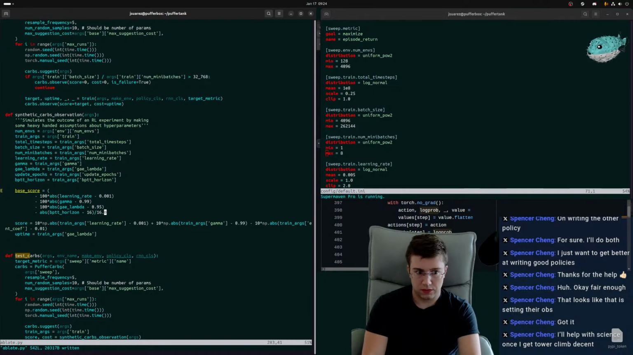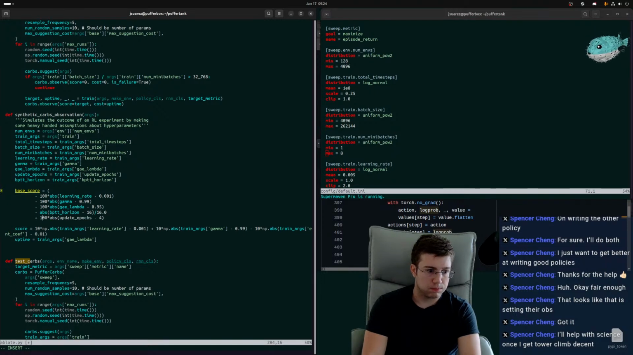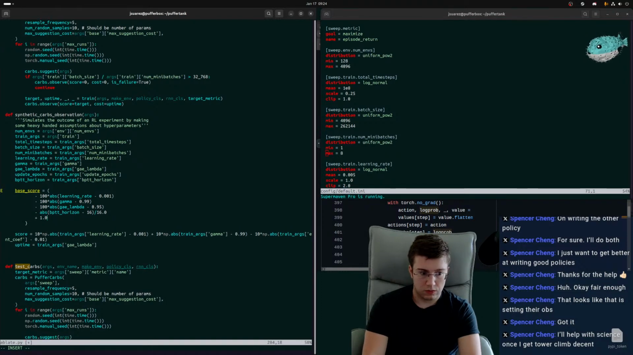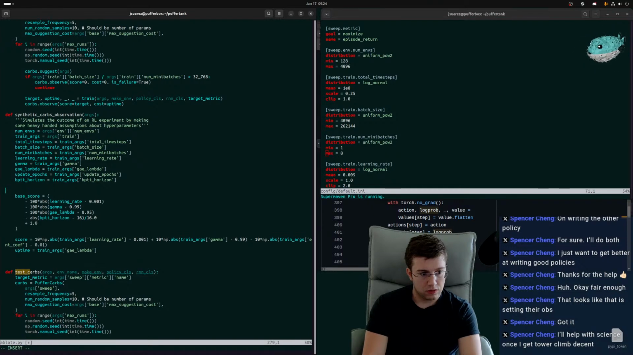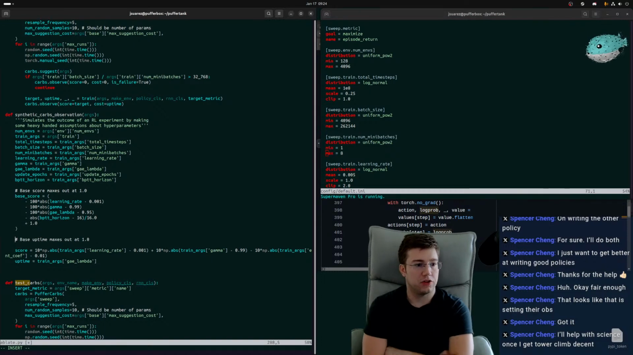Okay. So these are our parameters plus 1. So this gives us base score maxes at, so base score maxes out at 1. Okay? And now we need to modulate it.